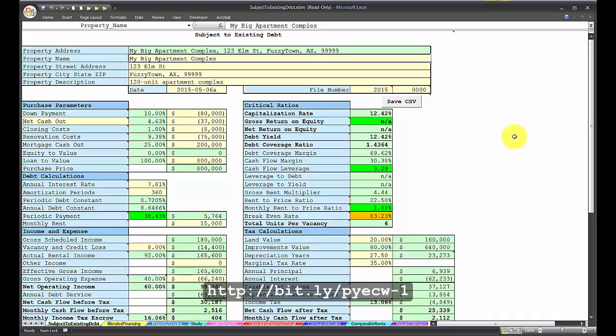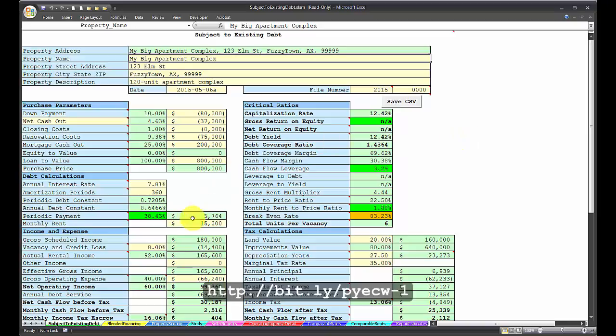This is the Subject to Existing Debt spreadsheet. I want to show a different way of using it, about analyzing different kinds of debt structures so that you can do a nothing down deal. This example is derived from Tyler Hicks' book, How to Make Big Money in Real Estate, page 108, where he talks about mortgaging out.